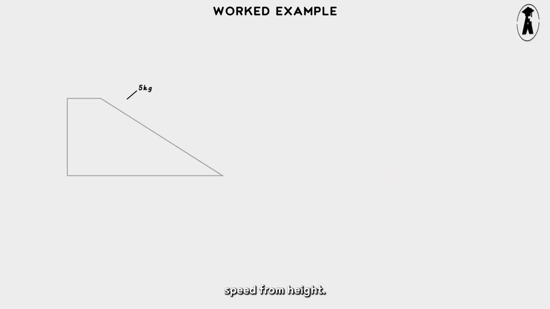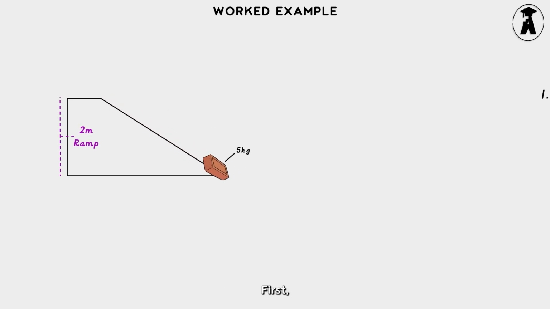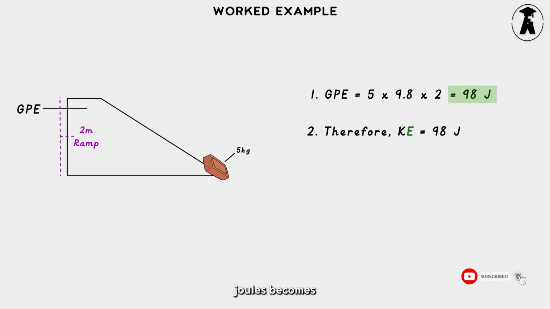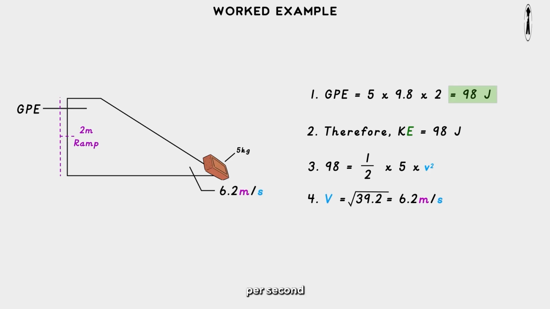Let's calculate speed from height. A 5 kilogram block slides down a 2 meter ramp. First, find the GPE, that's mass times gravity times height, giving us 98 joules. Since energy is conserved, that 98 joules becomes kinetic energy. Rearrange the formula to solve for v, and we find the block is moving at 6.26 meters per second at the bottom.